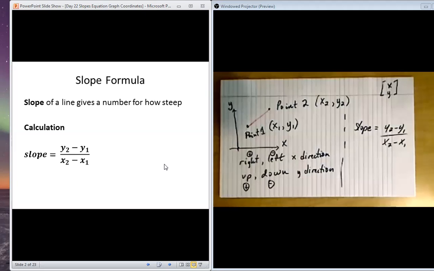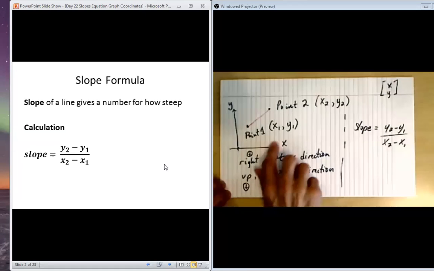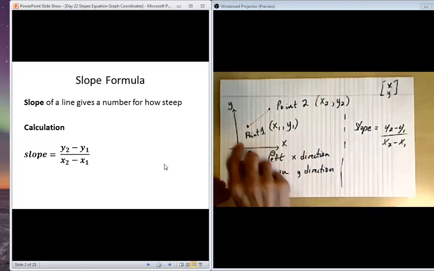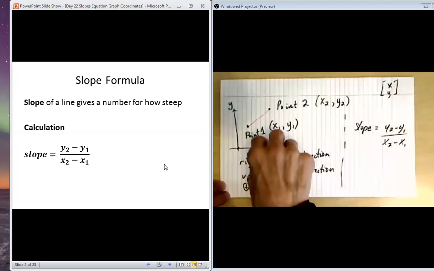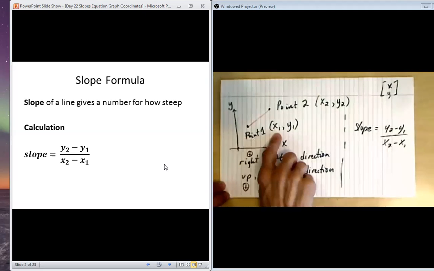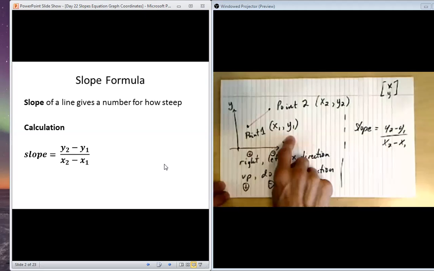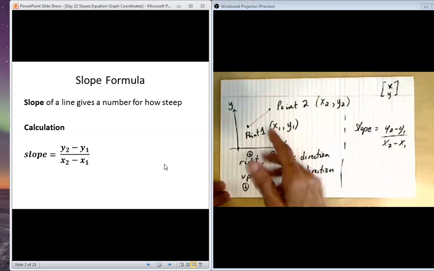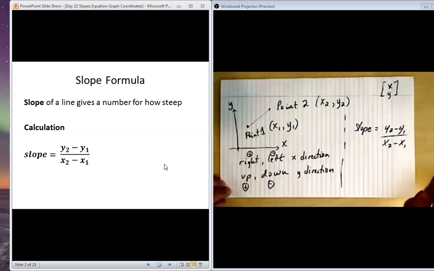For the questions that are coming, you might have to read the point off a graph. So remember, it's left to right first and then up and down. Or they might be given to you as you see here. Point 1 is (2, 7). Point 2 is (8, 20). Then you go work it out. That's what's coming up.